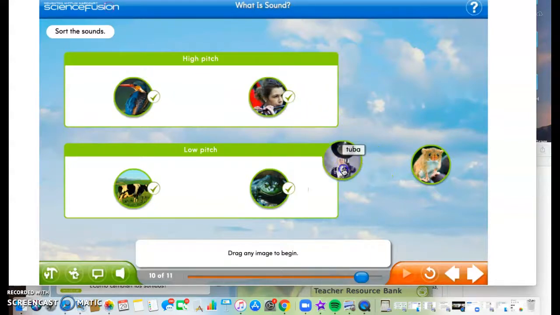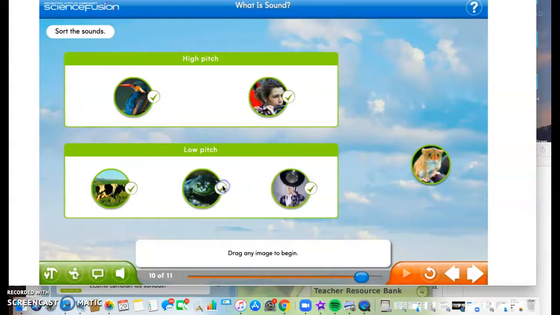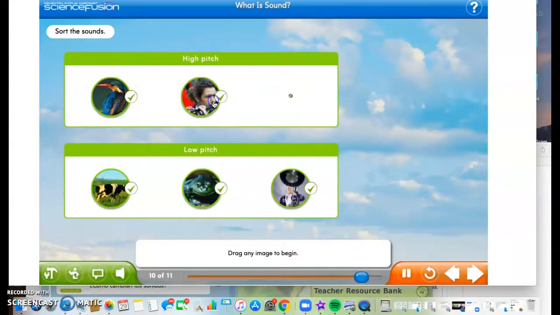Okay, a tuba makes a low sound. And look at the difference in the sizes of the instruments. Think that has something to do with it? And the little mouse has a high little squeak.